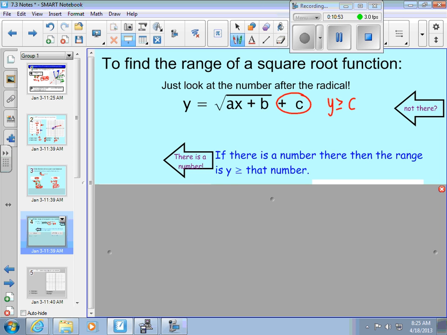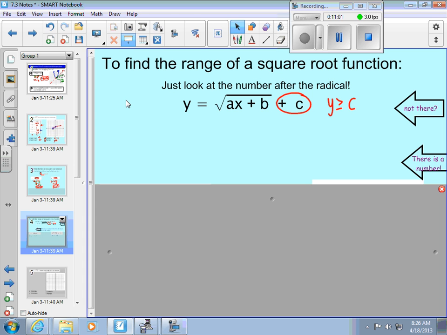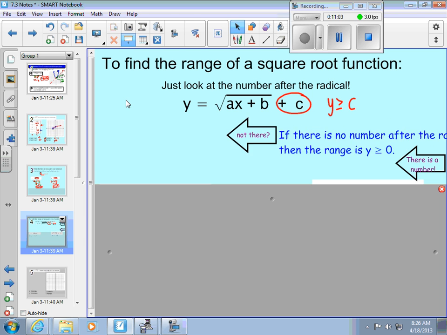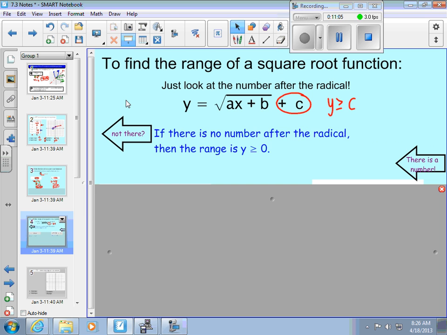Now, a lot of times you're going to see a number there, but it might happen that maybe there's not a number there. Then what do you do? If there's not a number there, then we know the number really is like plus 0. So then the range would be y is greater than or equal to 0. So if you don't see a number, then it's y is greater than or equal to 0.